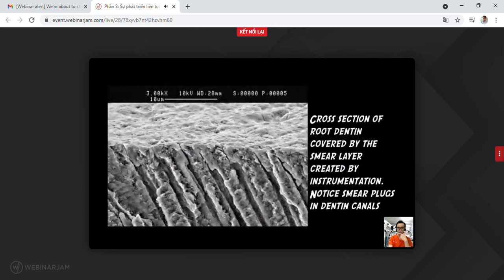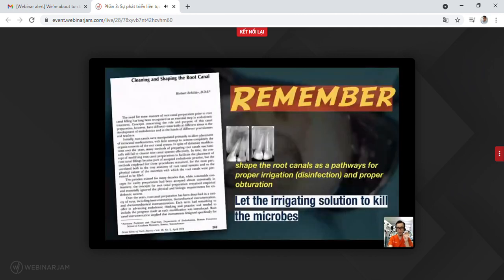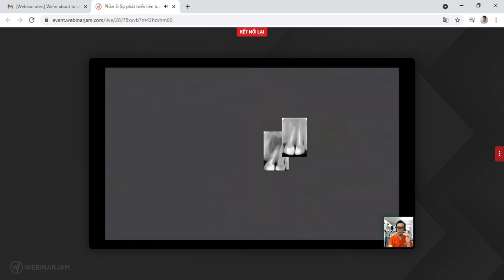And this is the cross section of dentin covered by smear layer created by instrumentation. You can notice the smear plaques in the dentinal canals, which may prevent your disinfecting agents from penetrating towards the dentinal tubules to kill the bacteria inside them. So remember, please do a proper shaping and let the irrigating solution kill the microbes.